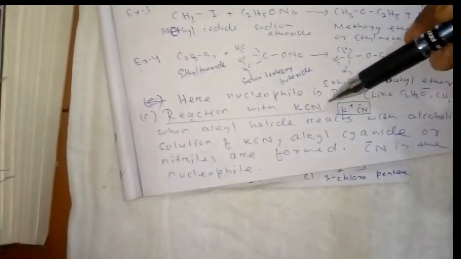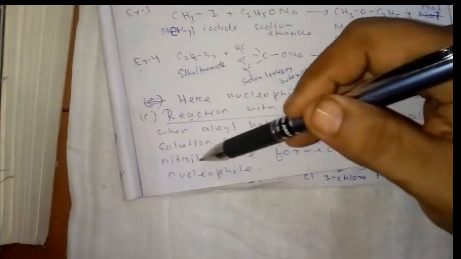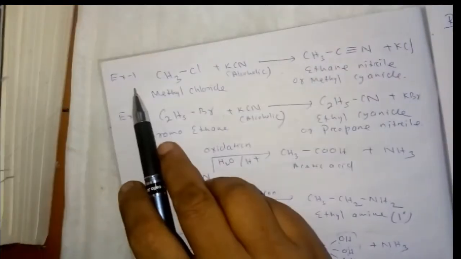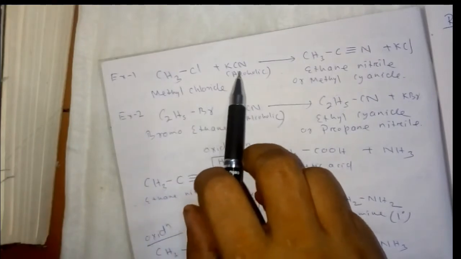When alkyl halide reacts with an alcoholic solution of cyanide, that means cyanide dissolved in alcohol, alkyl cyanide or nitriles are formed. Alkyl cyanide is the common name, nitriles is the IUPAC name. CN minus is the nucleophile. Now the particular reactions. Example 1, CH3Cl, methyl chloride or chloromethane, plus cyanide, alcoholic. You can also write alcoholic here.